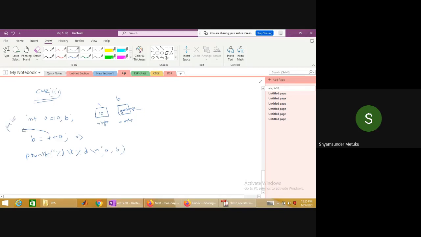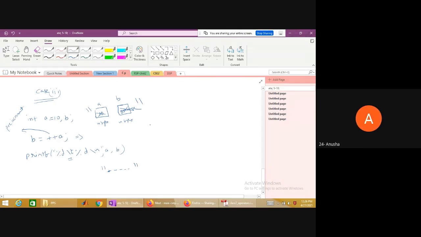Pre-increment means what? First the value is incremented by 1, so it becomes 11, correct? Then the 11 will be assigned to b. Then what is the output? 11, 11. There is no comma, basically spaces. The tab indicates 5 spaces, space 1, 2, 3, 4, 5. Again you will get 11. Is it okay?